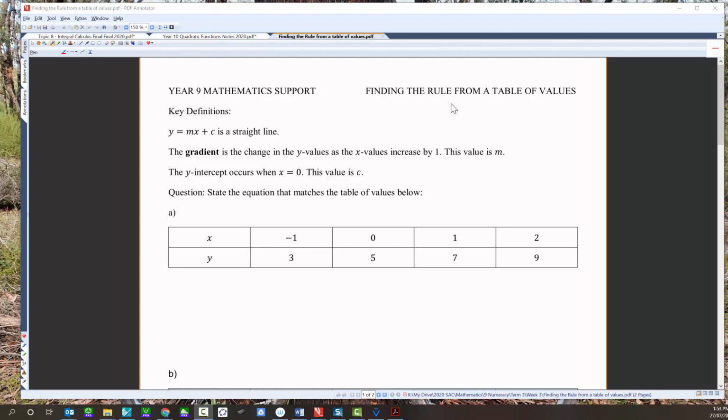Okay, so what we're going to do today is just practice that skill of finding the rule from a table of values. So the key definition is that a rule can be stated, or a straight line can be stated, as y equals mx plus c.